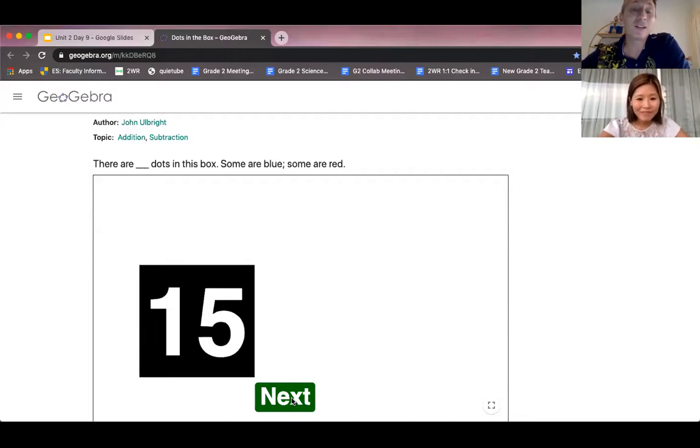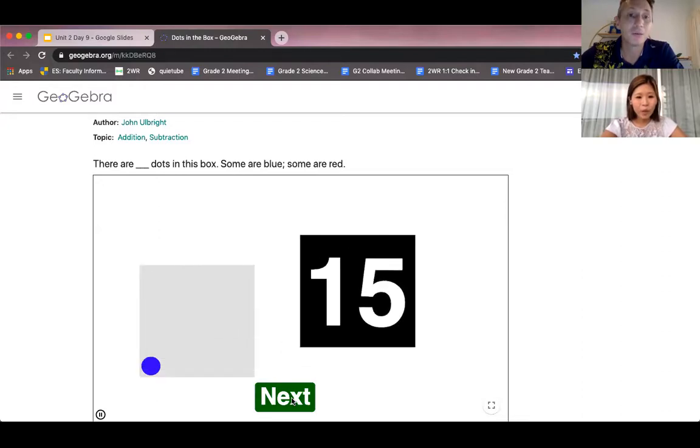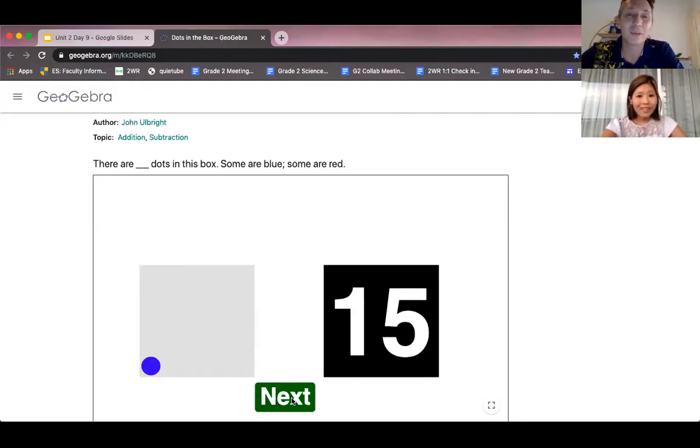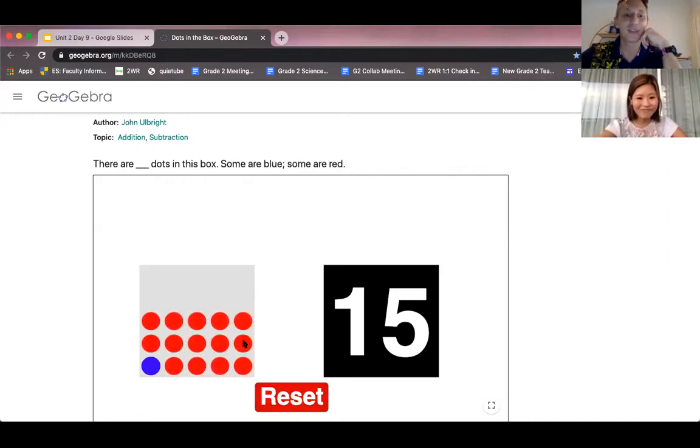Here we go. So here altogether, the total number of dots is going to be 15. Now we have some blue and some red. It looks like there's only one blue dot. So how many red dots are there going to be? This is an interesting type of problem because we might think of subtraction, right? If we take away that one blue dot from 15, I think there's going to be 14 red dots, Miss Yuka. What are you thinking? Same, one less. There we go. We have 5, 10, 11, 12, 13, 14 red dots.